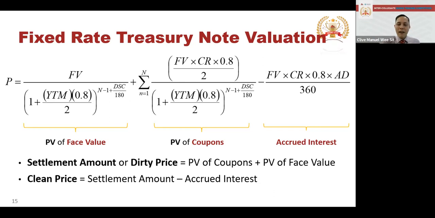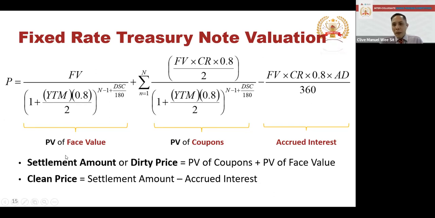That's precisely it. You have to adjust your future cash flows to account for that. So that's basically this. Now, what is DSC? DSC is the number of days from the settlement date of the bond until the next coupon date. So that is essentially how you compute for the settlement amount for an FXTN. I will show you an example later so you can appreciate this more.